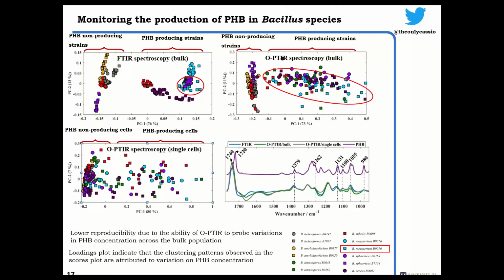But now, at single cell level, there is something very interesting. Some of the cells that we probed were actually clustered in the cluster of non-producing cells, strains that do not produce PHB, while some of the other cells were clustered in the group that produces PHB. So basically, in different cells, we're probing cells that are producing PHB and cells that are not producing PHB. This shows the ability of OPTIR to probe cell-to-cell variance, which is something that we don't see with FTIR spectroscopy when we analyze bulk populations.